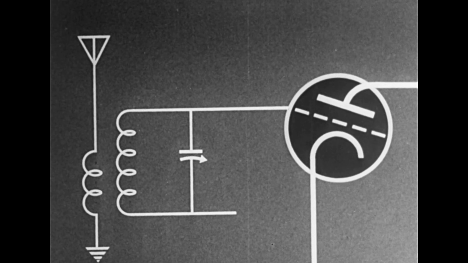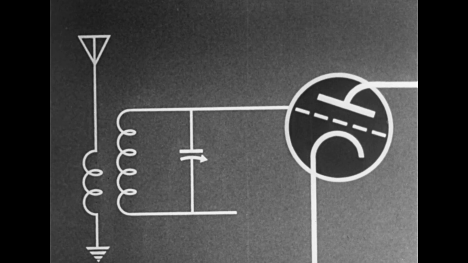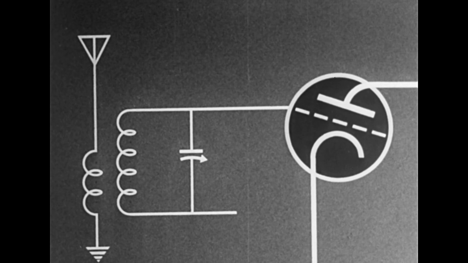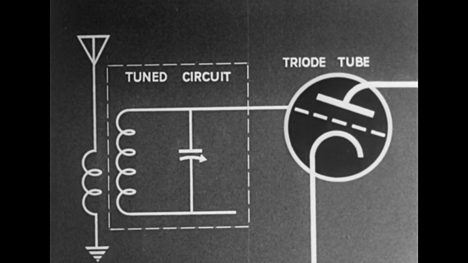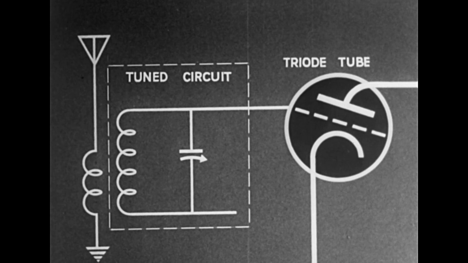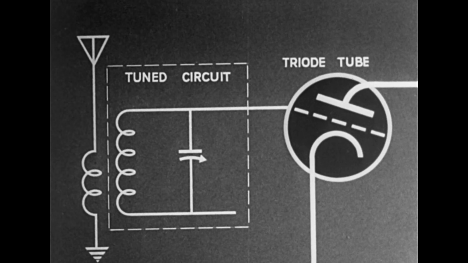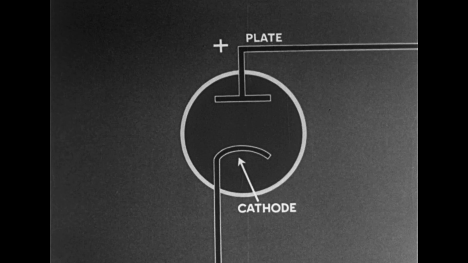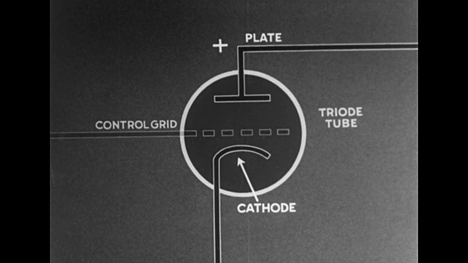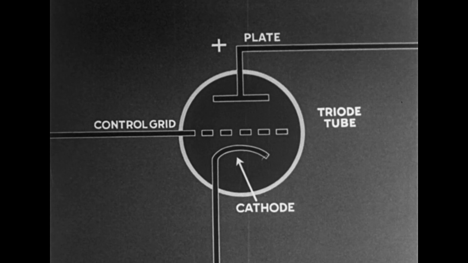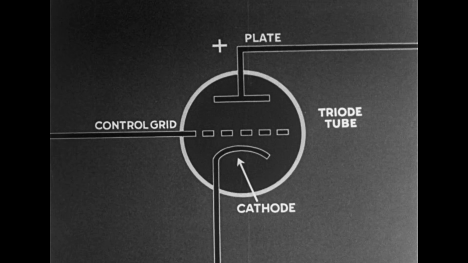We may substitute a triode in place of the two-element tube. We attach the tuned circuit lead to the grid of this tube. We now have the first element of a radio frequency amplifier. The voltage changes coming from the resonating tuned circuit impress themselves upon the control grid of the triode tube, making it alternately more or less negative.